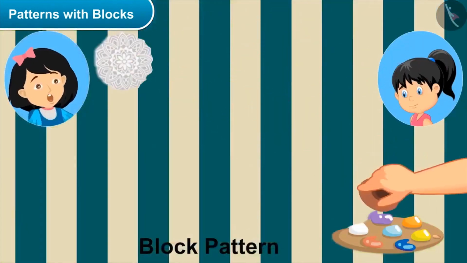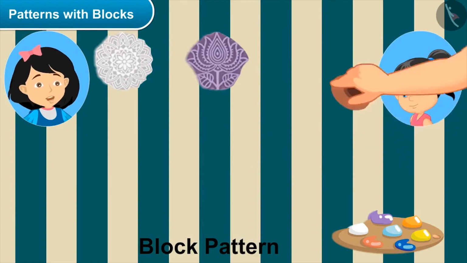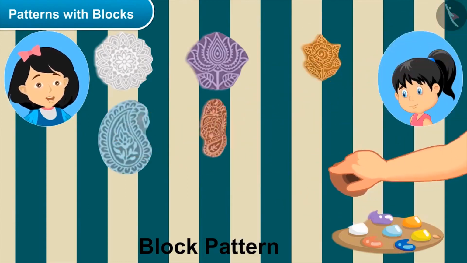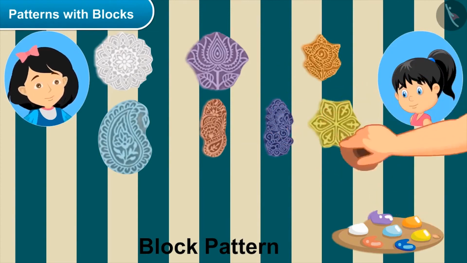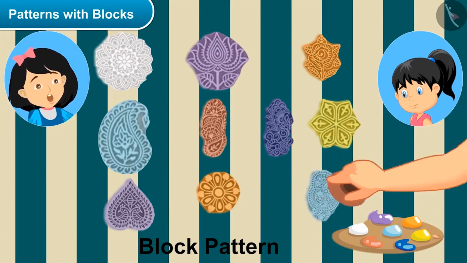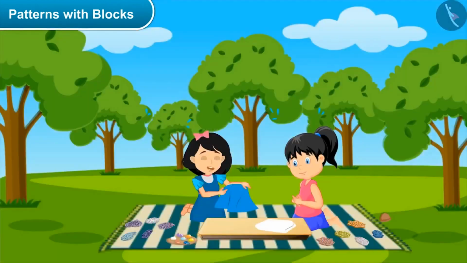Look, I have some blocks with designs made on it. If I apply color to this and print a design on a paper or cloth in such a way by repeating this, then it makes a pattern. I'll draw patterns on this cloth with the help of these blocks, and then mother will make a frock for you out of this. Oh wow, sister, then we'll make a nice pattern for this.